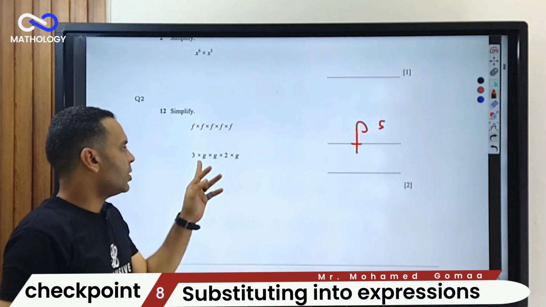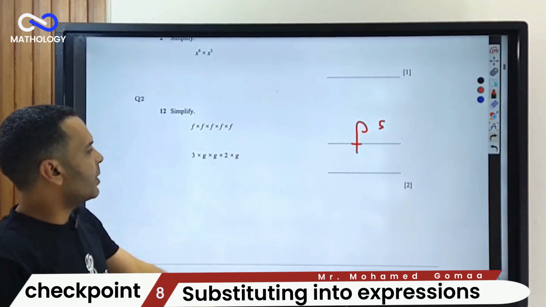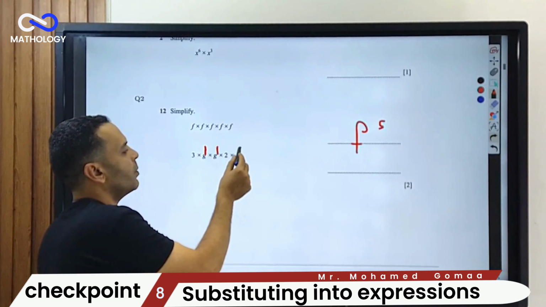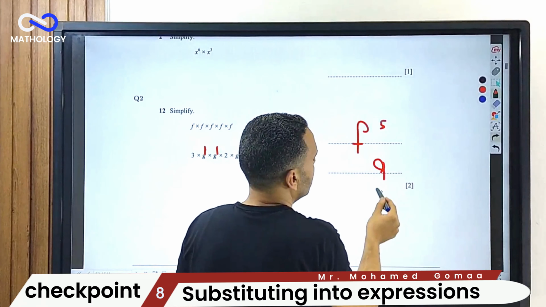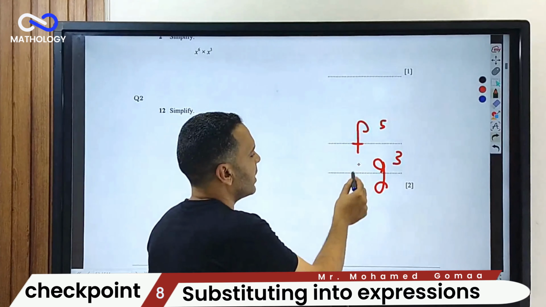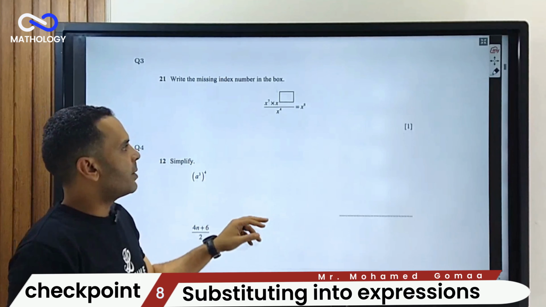3 multiplied by g multiplied by g multiplied by 2 multiplied by g multiplied by g. It will be g to the power of 3. Okay? Here the powers are 1, 1, 1. It will be g to the power of 3. And 2 multiplied by 3 equals 6. It will be 6g to the power of... the result, x to the power of 8.